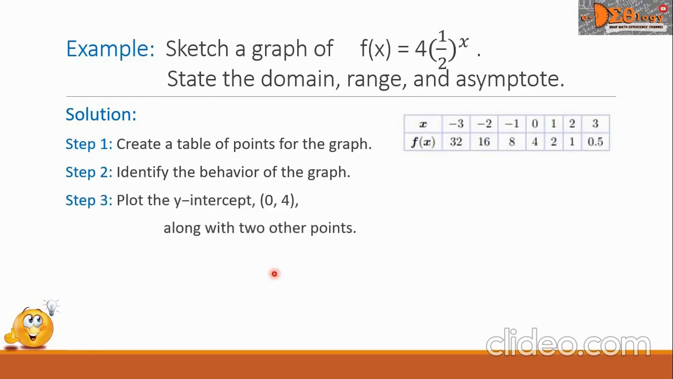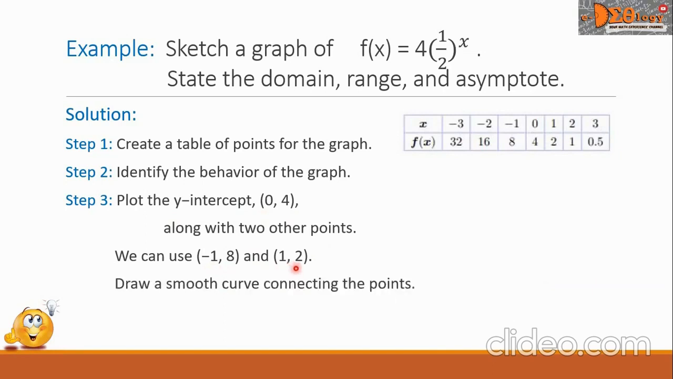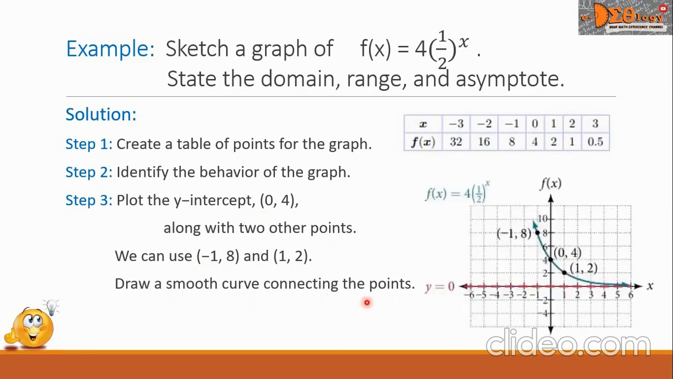Now step 3, plot the y-intercept 0, 4 along with two other points. We can use the points negative 1, 8 and 1, positive 2. Then draw a smooth curve connecting the points. This graph now in blue is our graph.